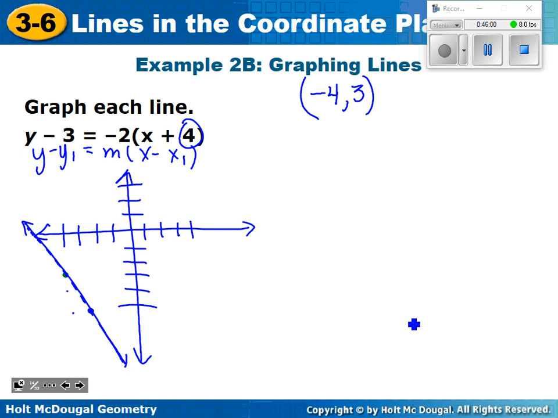I don't know why I'm using dots. Oh, thank you. So sorry.